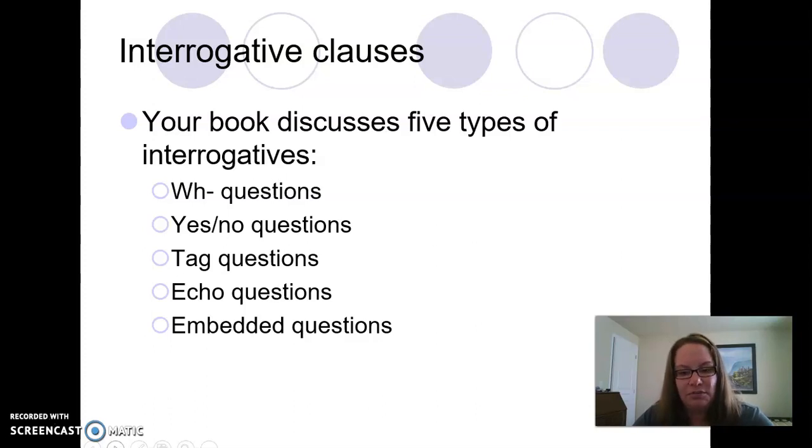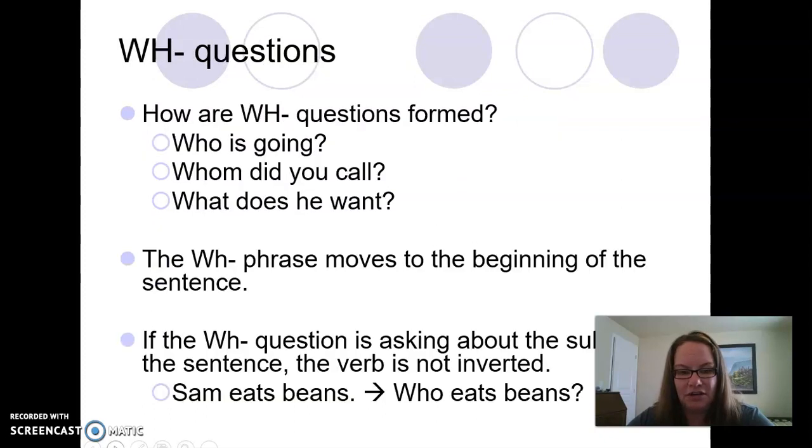And I'm putting the information about embedded questions in the presentation about declaratives, because they often look more like a declarative. Okay? So WH questions, how are they formed? Well, we form those by putting a WH word at the beginning of the sentence. So who is going to call, whom did you call, what did he want, or what does he want? The WH question word comes to the beginning, and if we want to ask about the subject of the sentence, then it just starts the sentence and we leave the word order as is in the declarative.